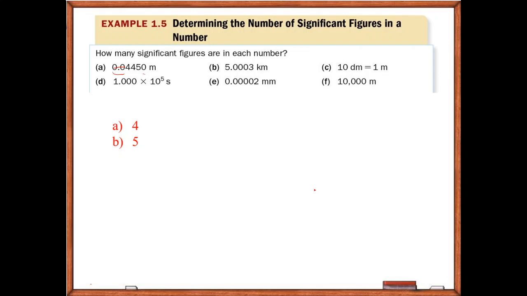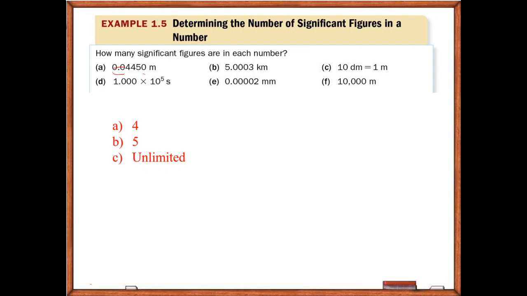In C, we have 10 decimeters. Okay. So that trailing 0, since we don't have a decimal, won't count. But since it's a conversion factor, we actually have an unlimited. So remember that conversion factors are infinite. So since we have 10 decimeters equal to 1 meter, okay, so we have unlimited.